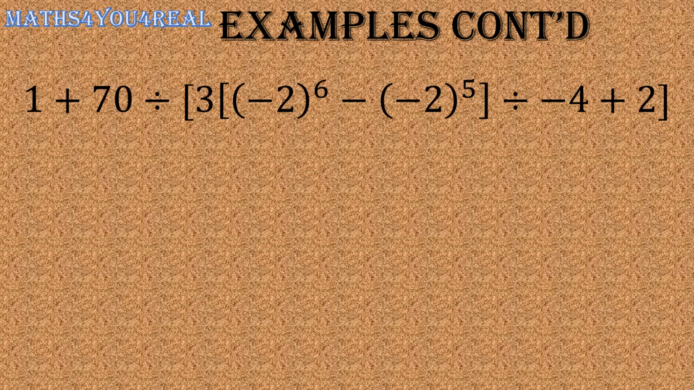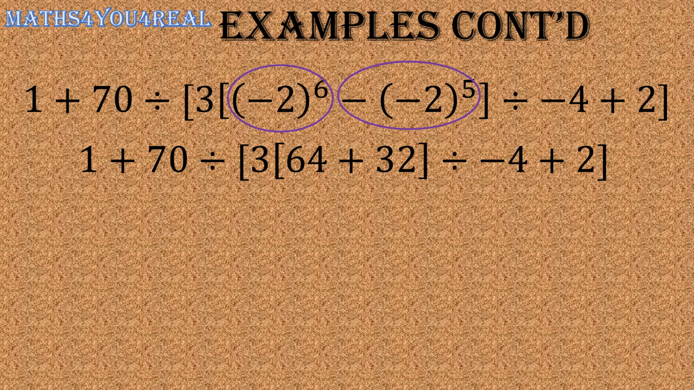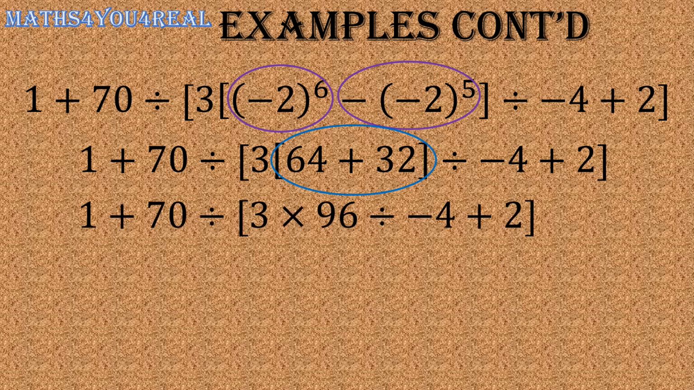This looks a bit intricate, but let us work through it. First, we remove the inner brackets by simplifying its contents. Thus, -2 raised to the power of 6 is 64, and -2 raised to the power of 5 is 32. So, 64 plus 32 equals 96, and the brackets become multiplication.